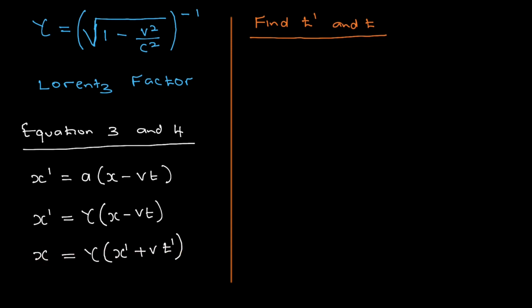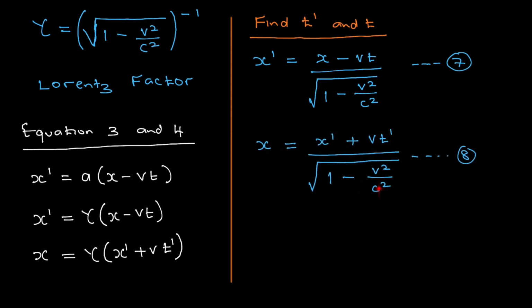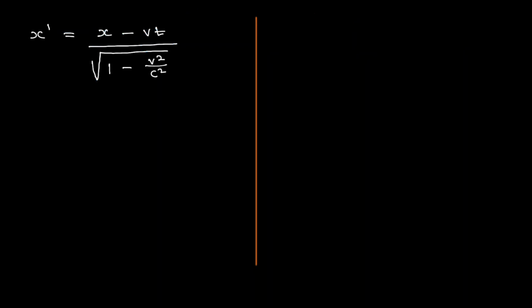Now we're going to find the time prime, the Lorentz transformation, and t will be the reverse Lorentz transformation for time. We know x prime equals x minus vt over root 1 minus v squared over c squared, because we're multiplying it by gamma, and gamma is 1 over root 1 minus v squared over c squared. We find the reverse transformation. Again, you multiply by gamma, which is that one, and we substitute equation 7 into equation 8. This is equation 7, and we're going to substitute that into equation 8. This is equation 8, and so that will be replaced by this bit here.